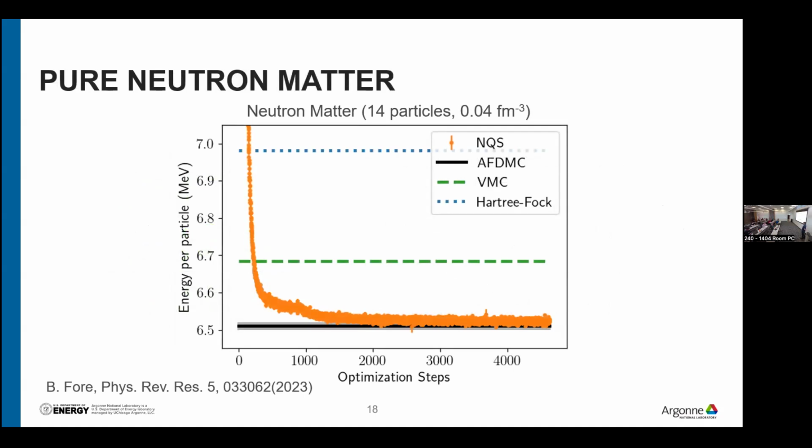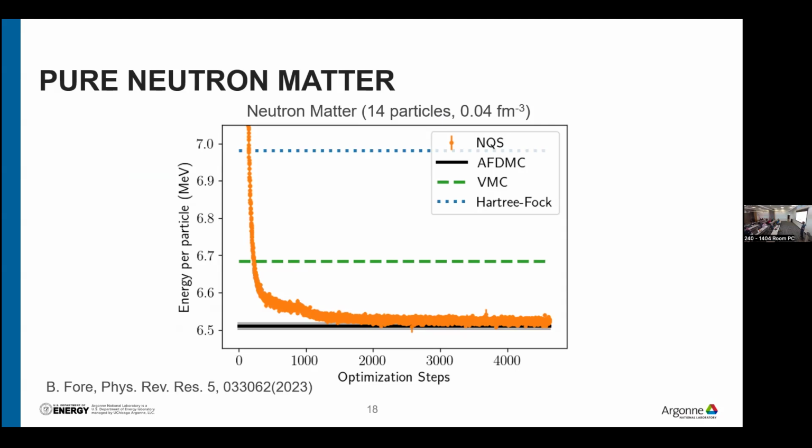First result you might want to try is just something like pure neutron matter as an approximation to crust-like material. We can see in this training result that we are able to pass the variational Monte Carlo result and get very similar energies to the AFDMC, essentially overlapping it. This is a much simpler system than other things we can go to, so we quickly move on.